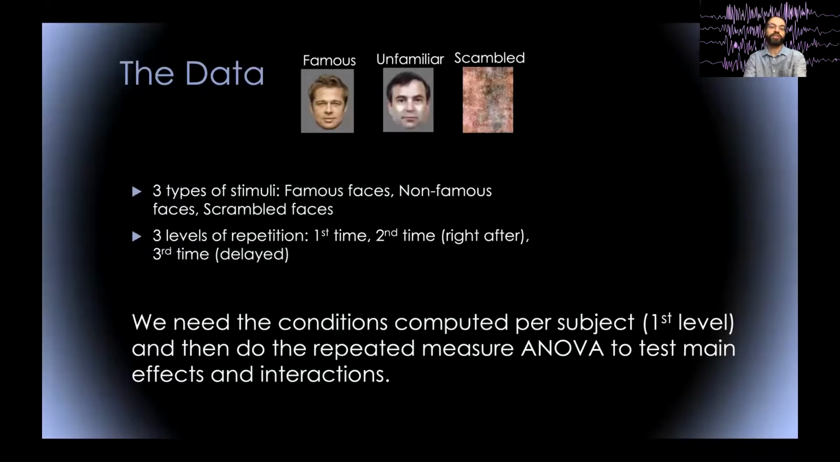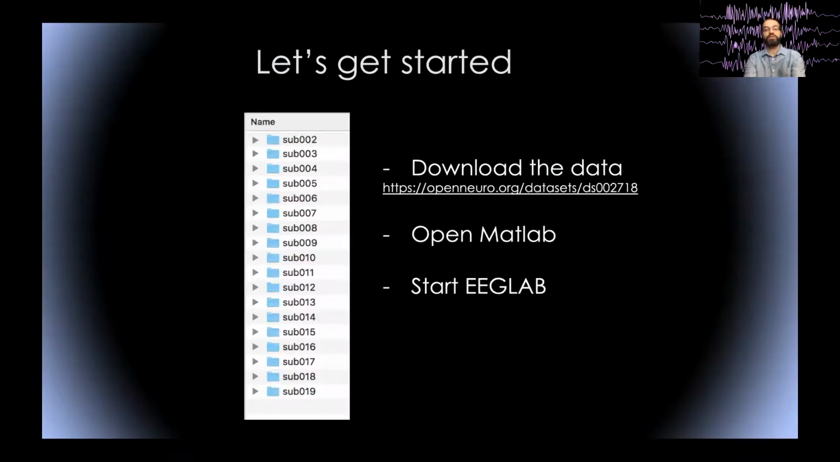Here we have 3 types of stimulus: famous faces, so you see Brad Pitt; non-famous faces, the unfamiliar face you see here; and then scrambled images. That's the third image. And we have 3 types of repetition here, although we're not going to look into that. They're presented first time, second time, and then a third time. And this is how the subject data looks after you download it. This is just part of the folder, but basically you have one folder per subject.